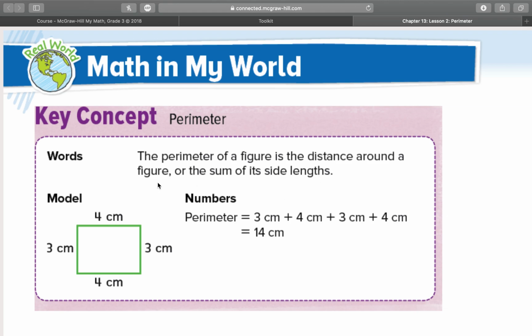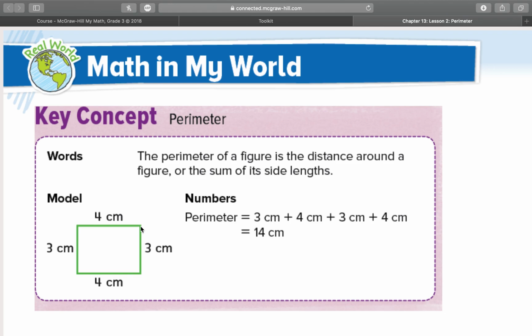The distance around a figure is the same thing as the sum of each side. So if I were to add up this side with this side and this side and this side, I would get the perimeter. Think of it like a fence. If you were to measure how long your fence is, then it would be the perimeter.